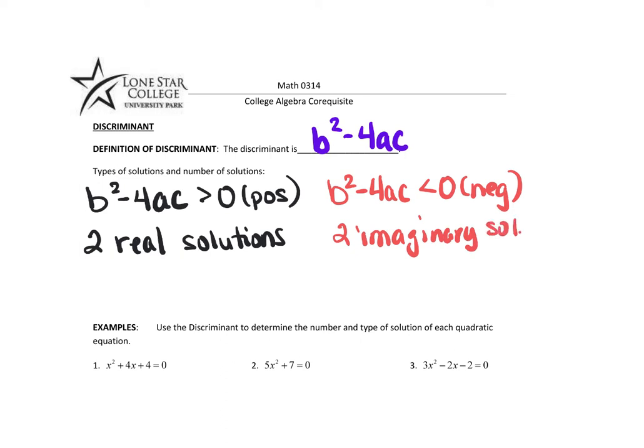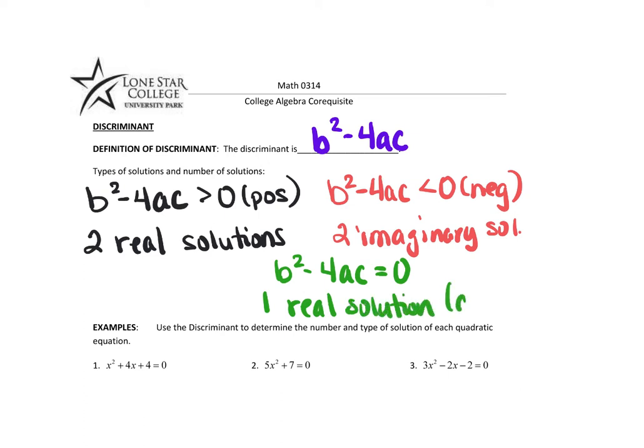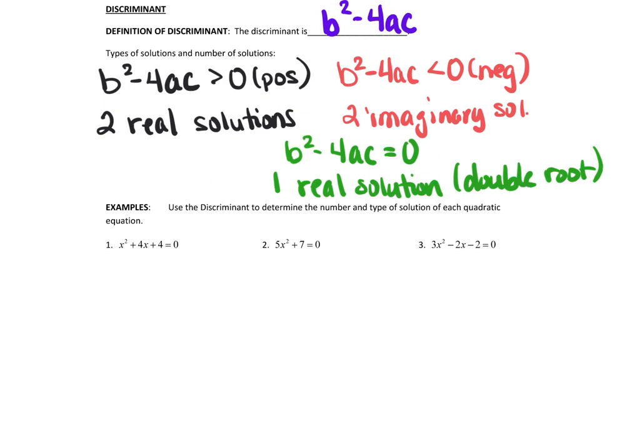And the third thing you can get is, if it's not positive or negative, it's neutral. By neutral, I mean that it equals 0. If b squared minus 4ac equals 0, you get one real solution. You'll learn eventually this is what we call a double root. So we can use the discriminant to tell what kind of solutions we're going to get.